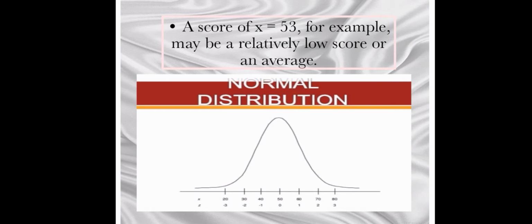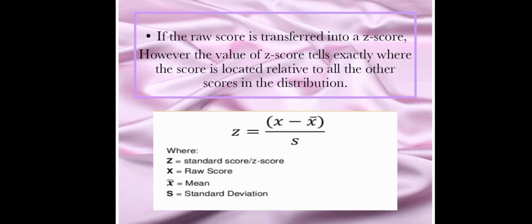A score of X equals 53, for example, may be a relatively low score or an average. If the raw score is transformed into a z-score, however, the z-score value tells exactly where the score is located relative to all the other scores in the distribution.